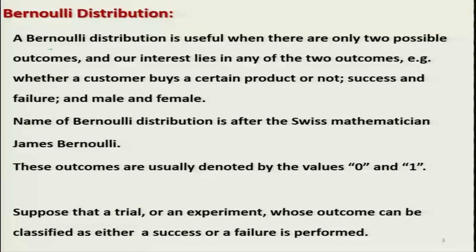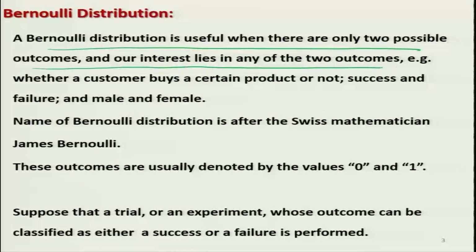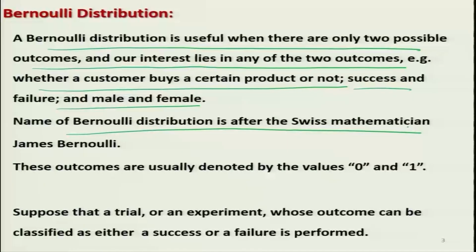So, a Bernoulli distribution is useful when there are only two possible outcomes, and our interest lies in any of the two outcomes. For example, there is a success or there is a failure, whether a customer buys a certain product or not, or the newly born baby is male or female. The name of this Bernoulli distribution is after the Swiss mathematician James Bernoulli, just for your information. And in general, these outcomes are usually indicated by the values 0 and 1.